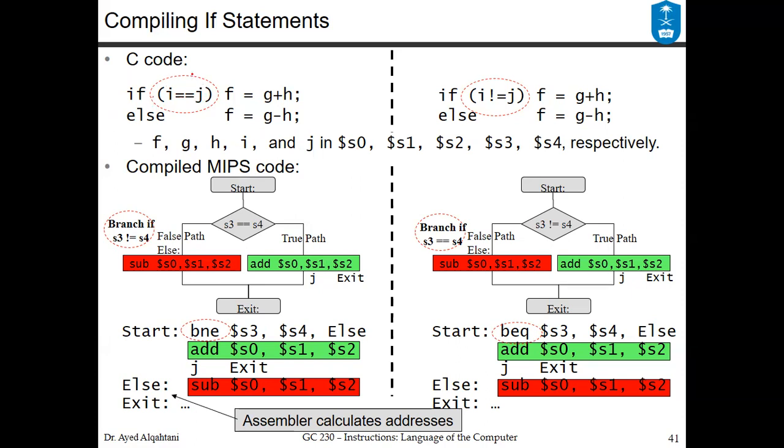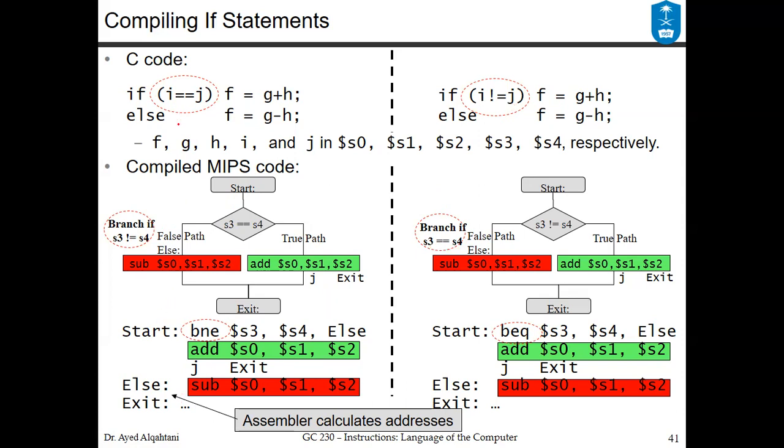Compare this one to this one. If it's equal between the operands, then you branch; if it is the opposite, if they are not equal. And this is why we will have the subtraction in the false path if S3 is not equal to S4. Now, let's look to the other side. If they are not equal, then you branch if they are equal. And that tells us how to write the code.